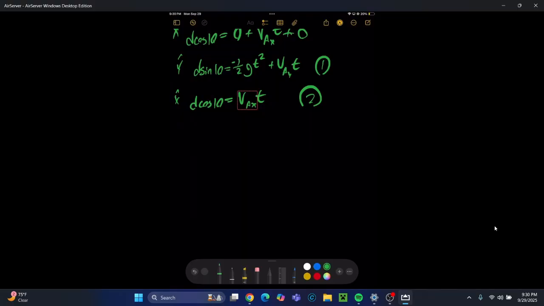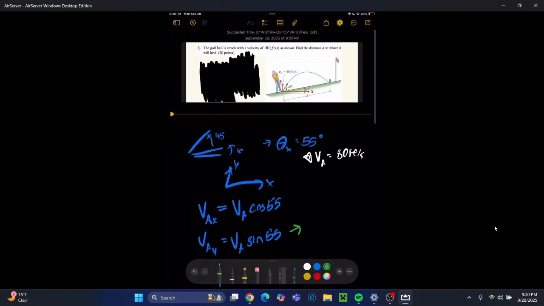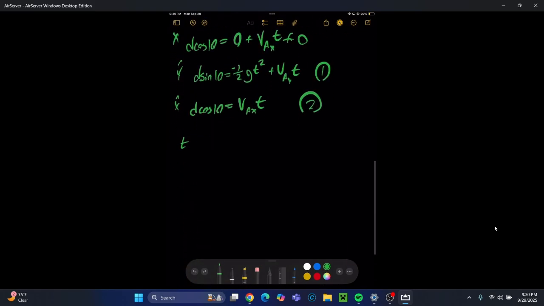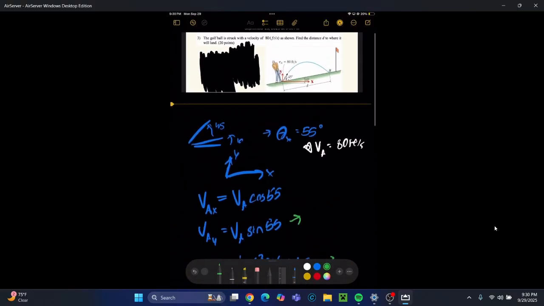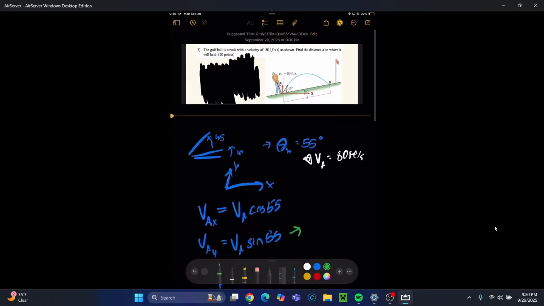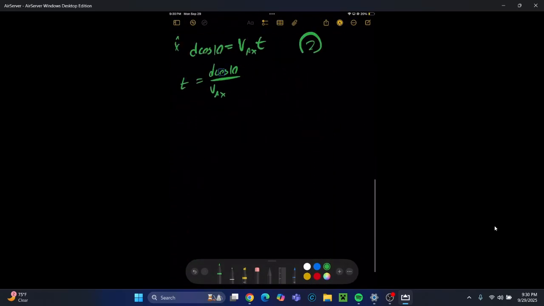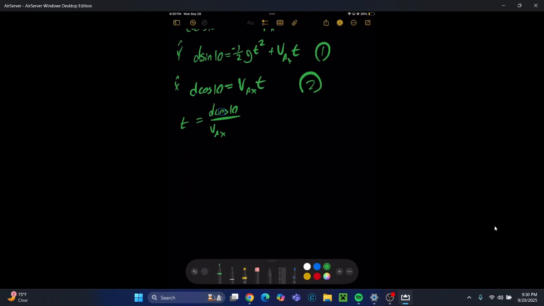We can say t. Right, we're just gonna look at this equation because it's the easy one, right? We don't have to do as many numbers. So we can say t is equal to d cosine 10 over VAX. Which we know, we found it earlier. It's VA cosine 55, and we know VA is 80. So it's 80 cosine 55, and I'll rewrite that there.